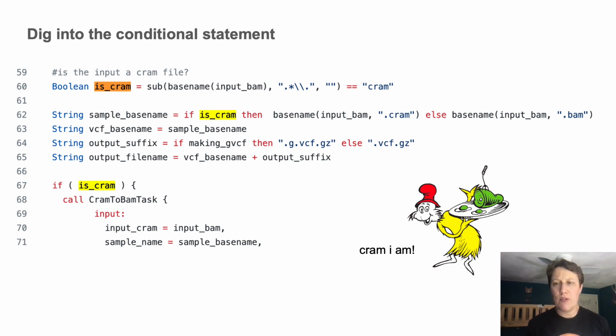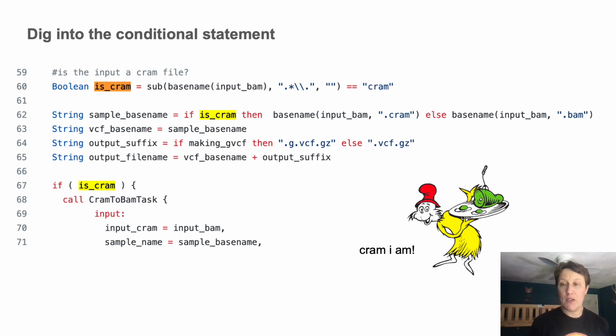And so this is a pattern you will see quite often in WDLs, using a combination of substring and basename functions to manipulate file names, generate output file names based on the input name, and in this case, evaluate what is the file type of an input using the file extension as a proxy. And so we're testing whether the input file is a CRAM file, which is a more highly compressed format for genomic data than the more traditional BAM format.